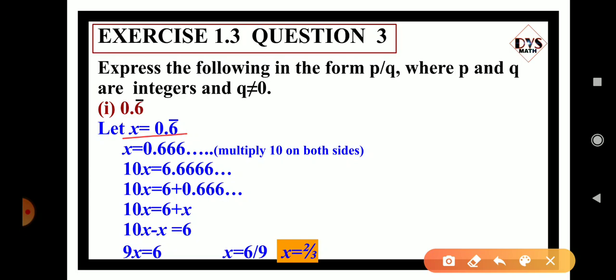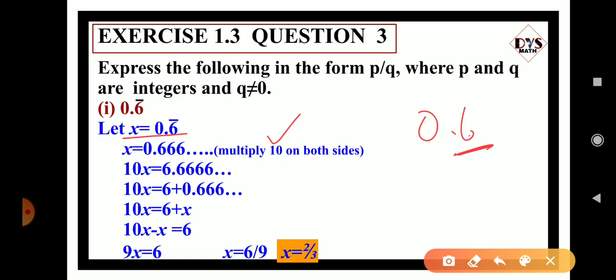0.6 bar means x is equal to 0.66666 and so on. Now it is one place of decimal. After the decimal point there is only one number. So if there is only one number, you have to multiply by 10 on both sides. Remember to check how many numbers are there after the decimal point. If it is one number, multiply by 10. If it is 2, multiply by 100. If it is 3, multiply by 1000, like this.